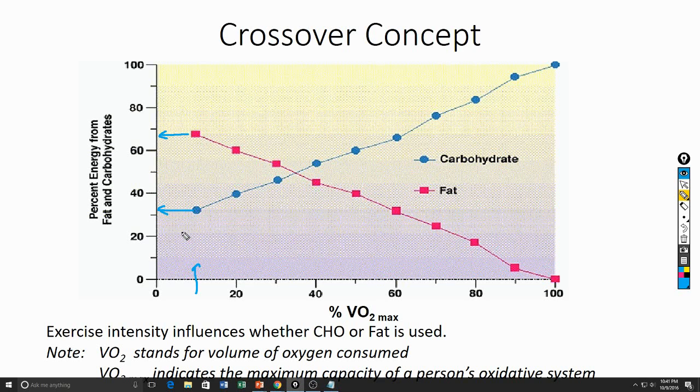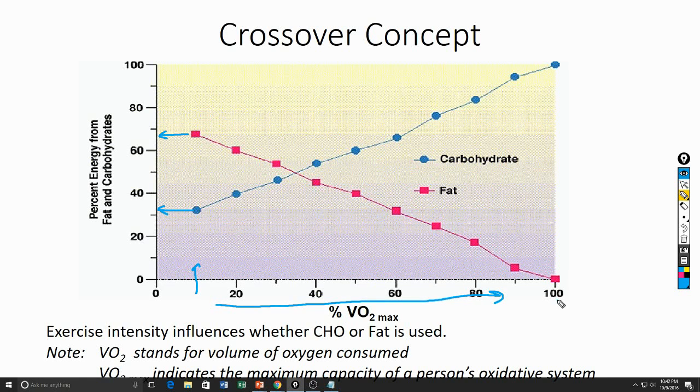At no point are you burning a single substrate unless you've got something very extreme happening in your body. But for the most part, you're pretty much always at some percentage of this. Now, as I start to increase my work, and I start working harder, moving along this x-axis here, what we see is that the amount of energy we derive from fat starts to go down, while the amount of energy we derive from carbohydrate goes up.